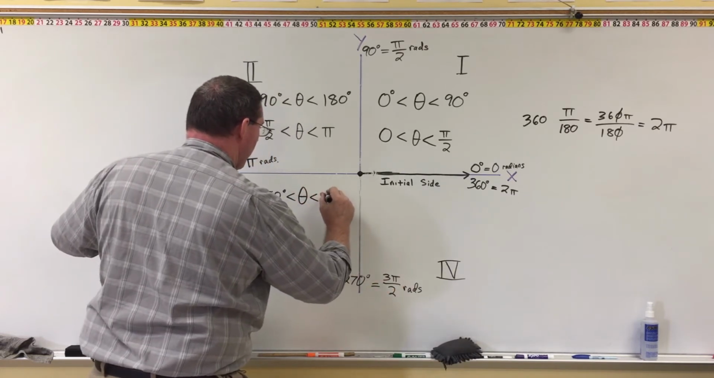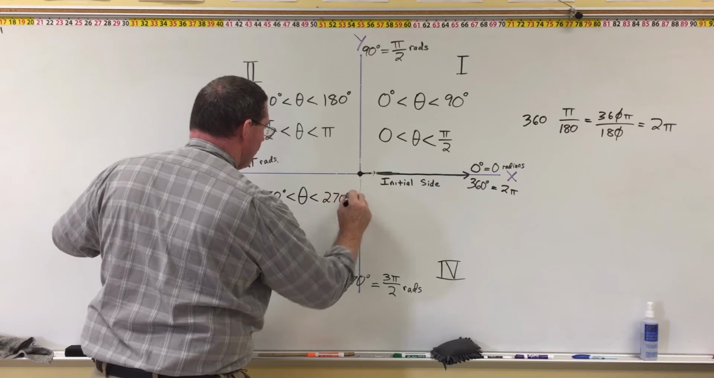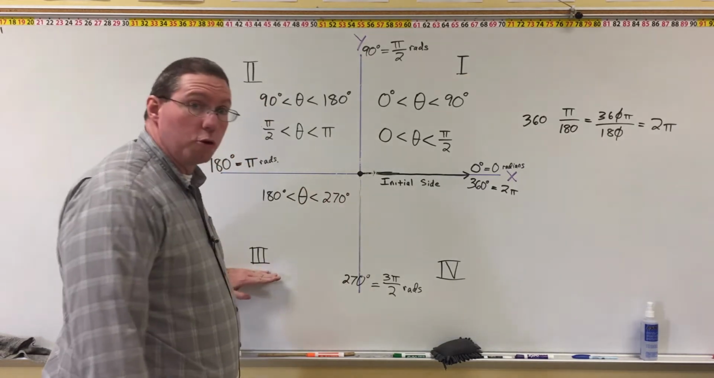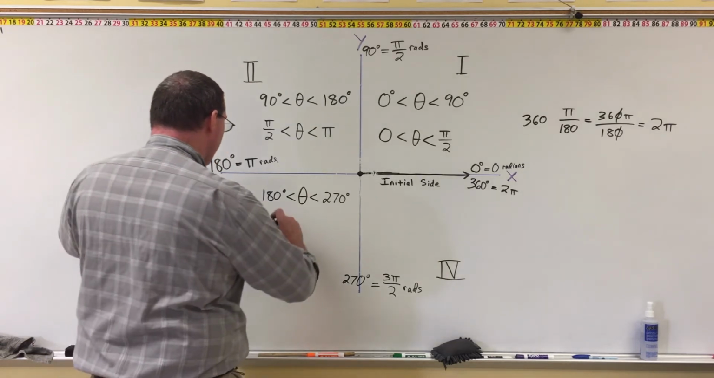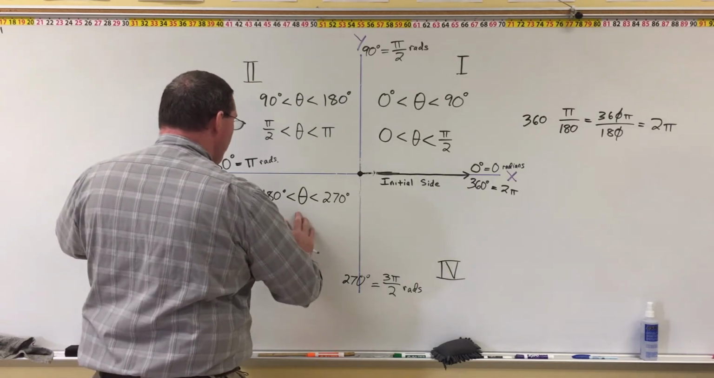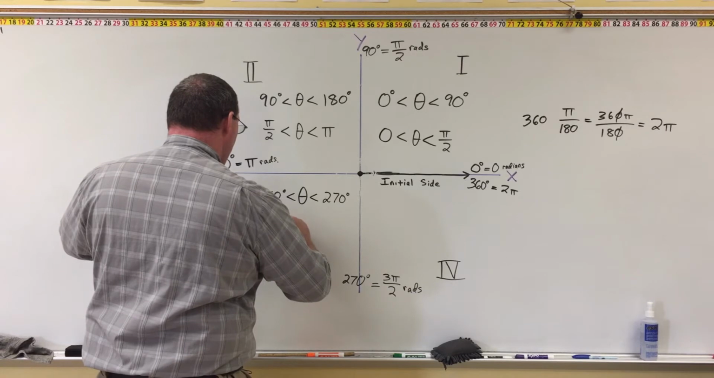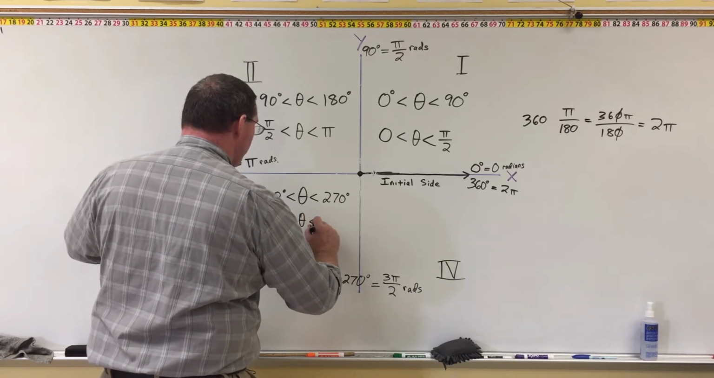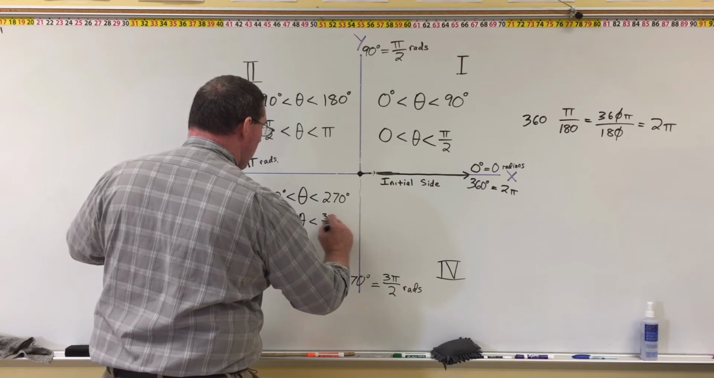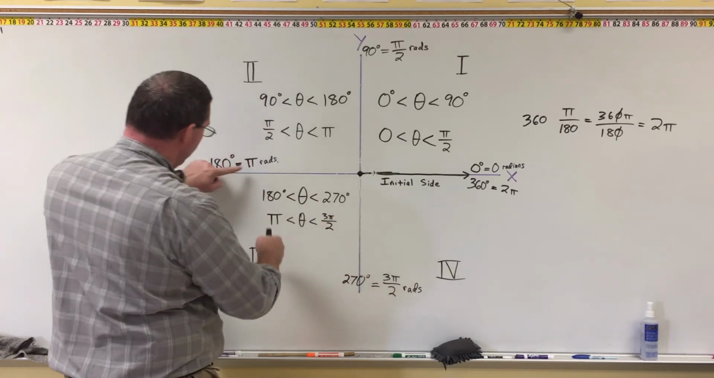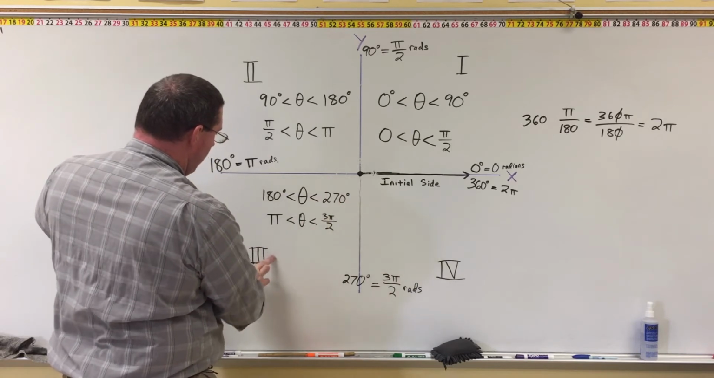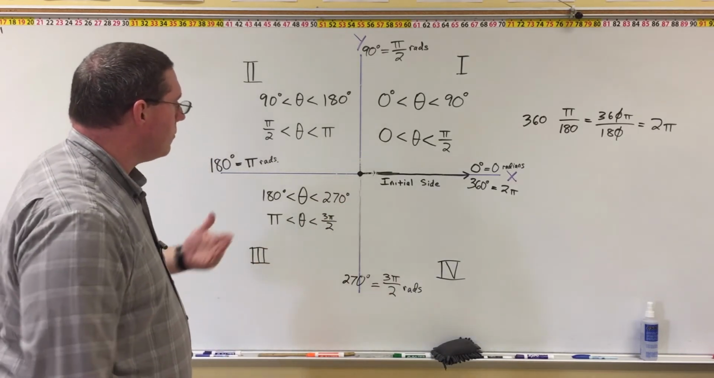If theta is between 180 and 270 degrees, then the terminal side lies in the third quadrant. And also if we did it in radians, if the theta angle is between pi and 3 pi over 2, then it's in quadrant 3.